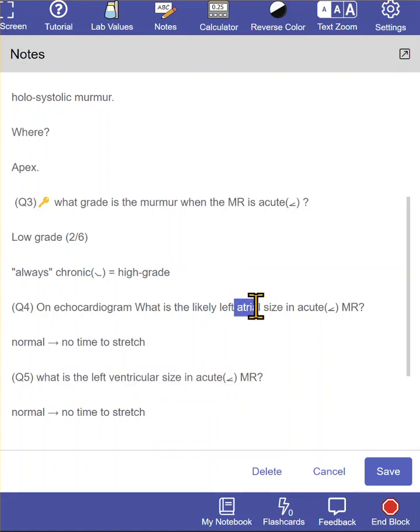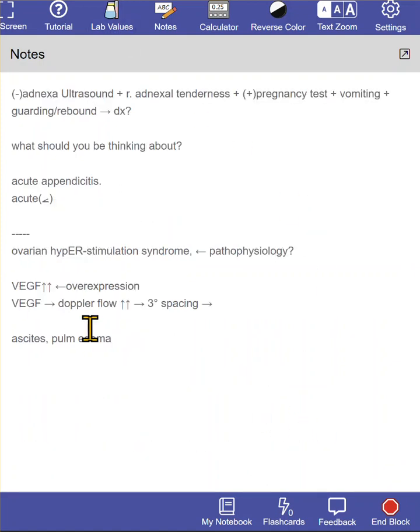So this is atrial size. This is the atrium. And what is the left ventricular size in acute MR? It's normal. There's no time to stretch. So it's the same reasoning. The atria and the ventricles do not change in size because they don't have time.